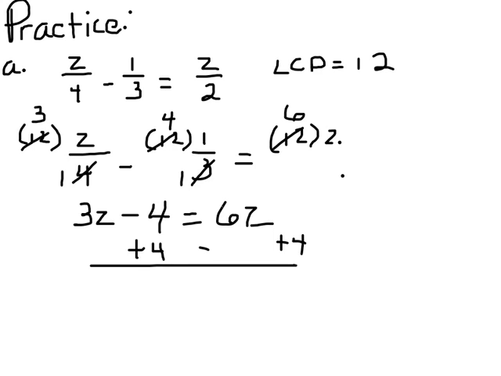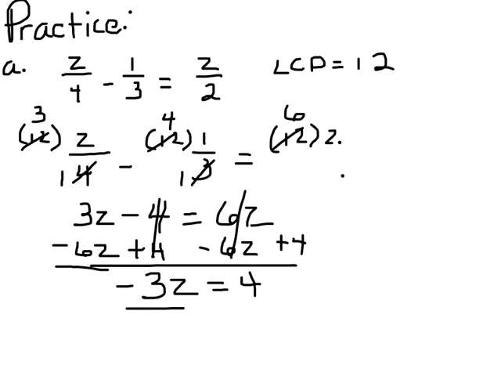And I'm going to subtract 6z from both sides. Now I've eliminated this, and 3z minus 6z is negative 3z equals 4. And when I divide by negative 3, I see that z is equal to negative 4/3.